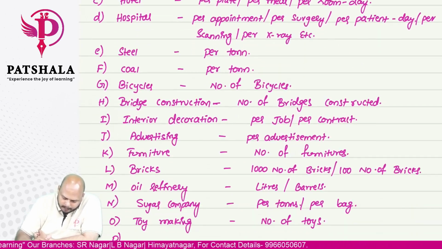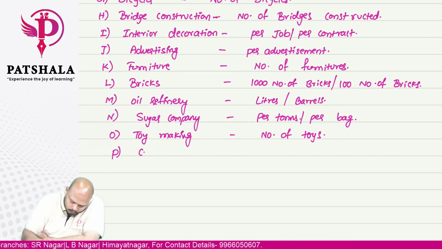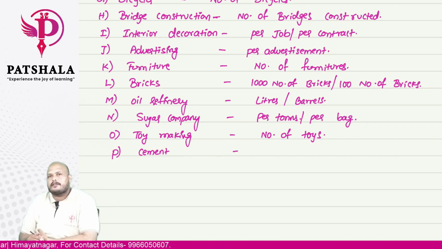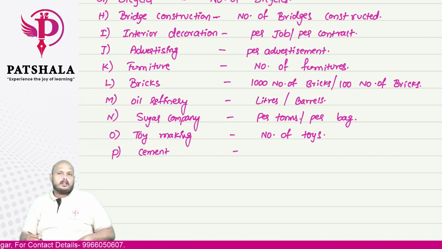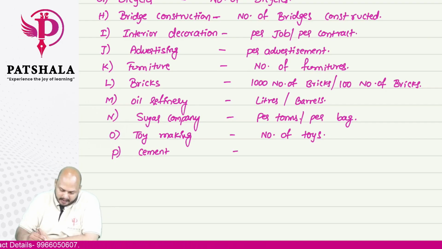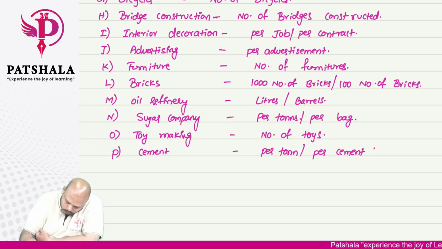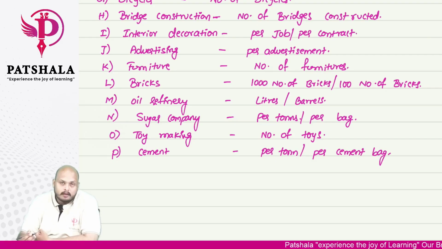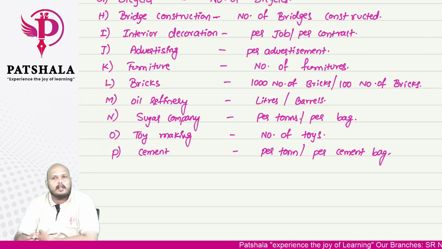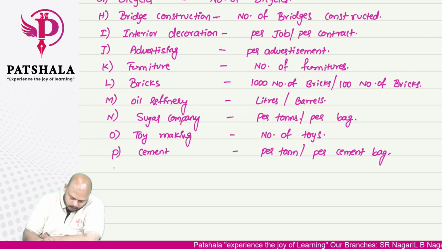Next one is cement. In the case of cement manufacturing industries, what is the unit of cost measurement we will use? They will use per ton basis or otherwise per cement bag. This is the unit of cost measurement we will use in the case of cement.